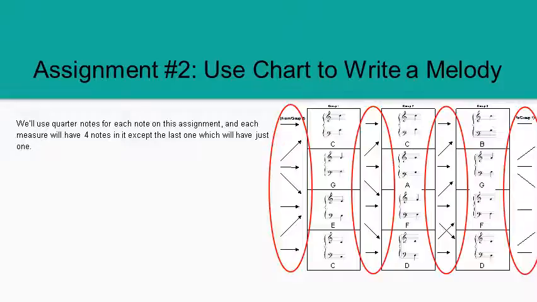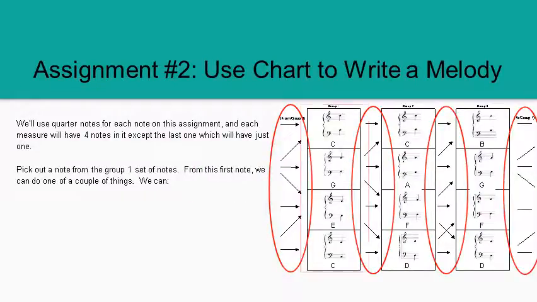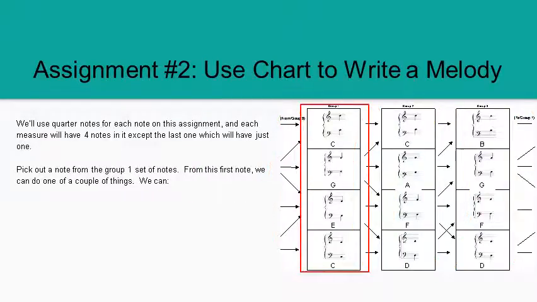That's all we're going to be using. Each measure is going to have 4 notes in it, 4 quarter notes, except for the last one, which we're just going to put 1 quarter note in that last measure. The first thing to do for this is to pick out a note from the group 1 set of notes. From this first note that we choose, then we can either pick another note from the same group, we can stay on the note that we were on, or we can move to a different group.